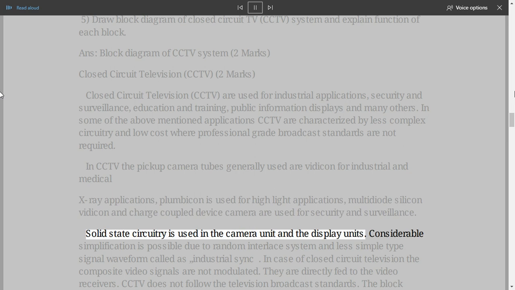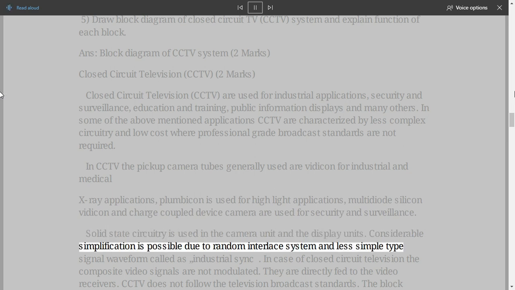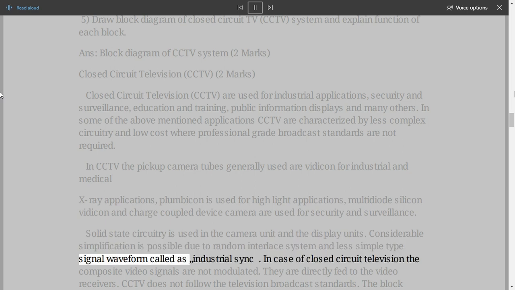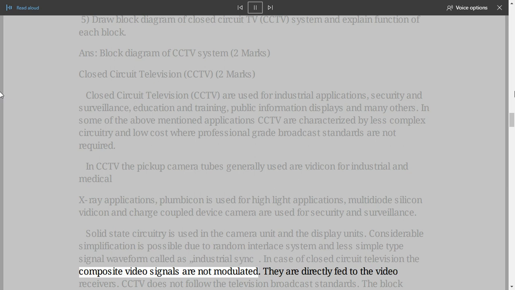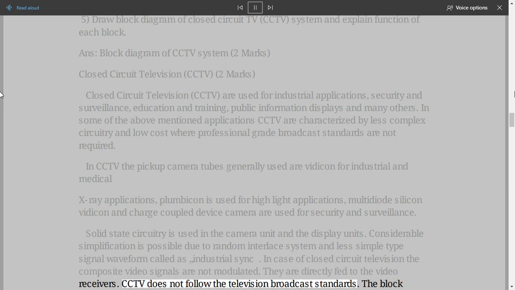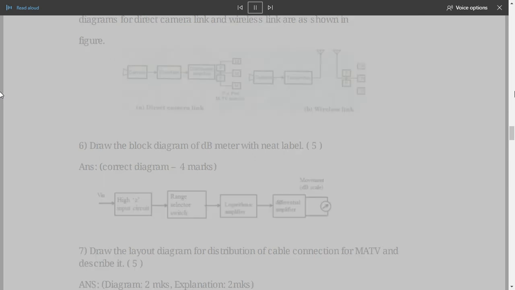Solid-state circuitry is used in the camera and the display units. Considerable simplification is possible due to the random interlace system and the simple TV signal waveform with industrial sync. In closed circuit television, composite video signals are not modulated. They are directly fed to the video receivers. CCTV does not follow the television broadcast standards. The block diagrams for direct camera link and wireless link are shown in the figure.